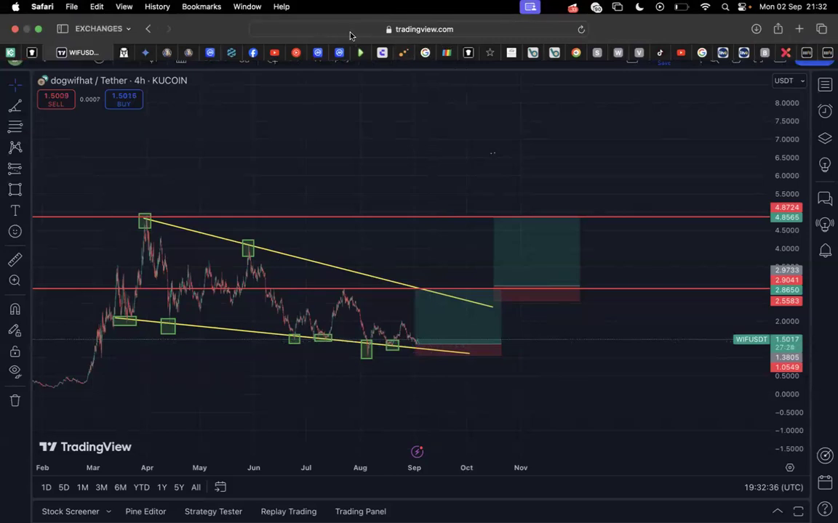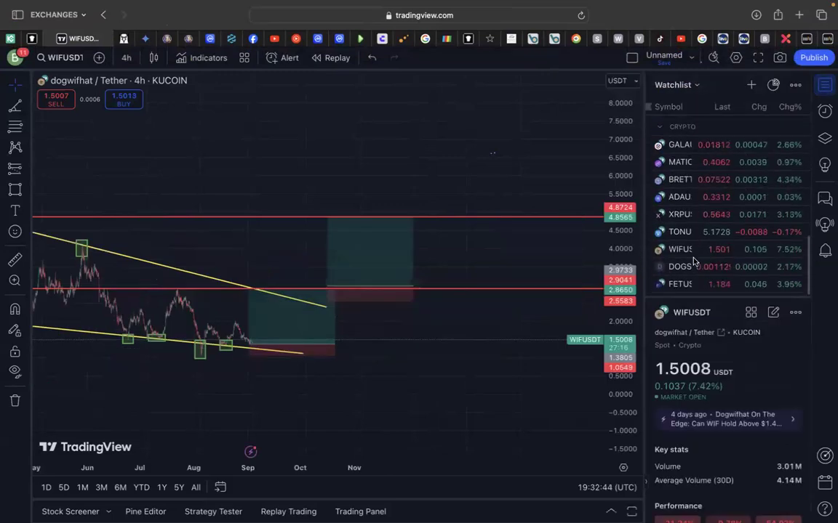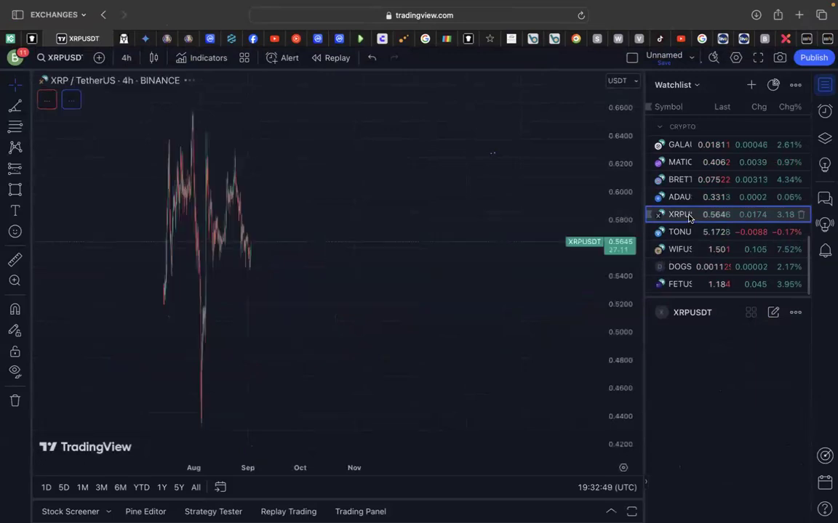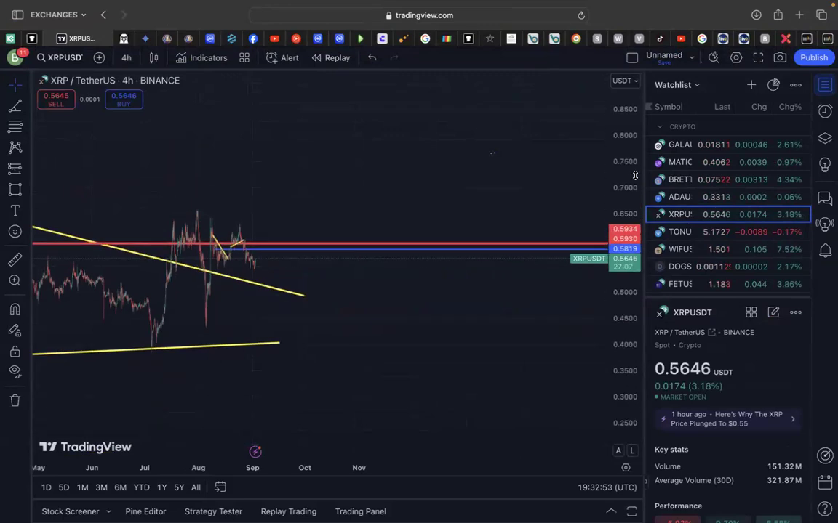Any questions? Okay, still no questions. So let's move to my favorite chart, the XRP chart. I love it. I love XRP also. This is the XRP chart.